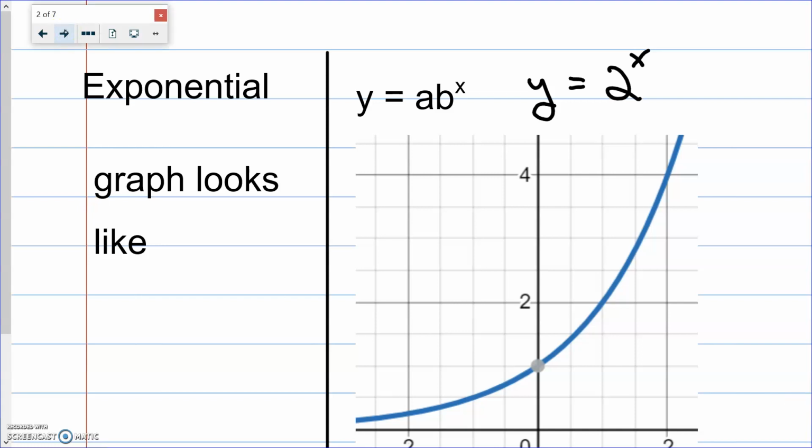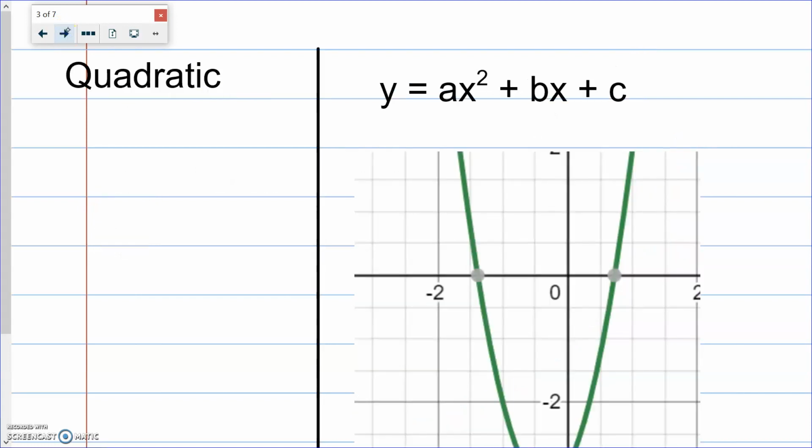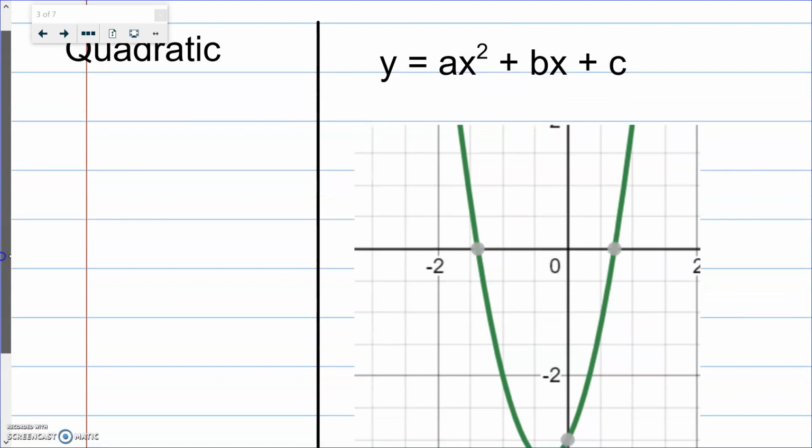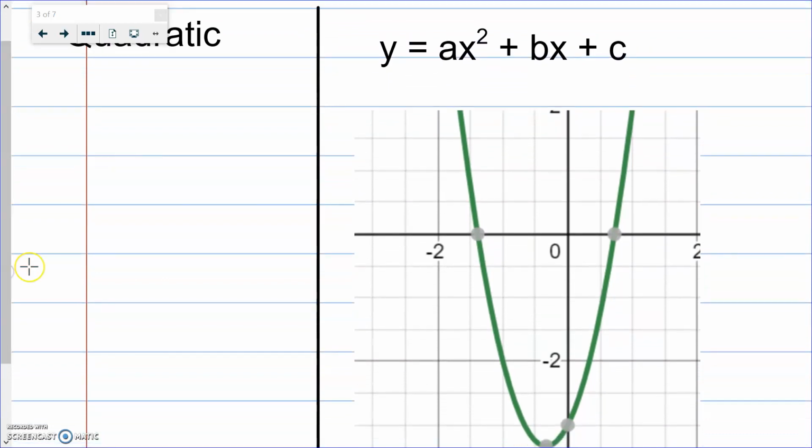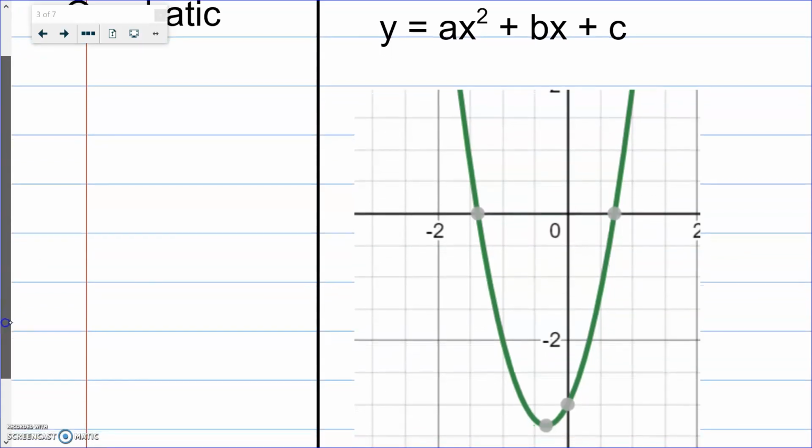And then we have a quadratic. We've been looking at quadratics. It's in the shape of a parabola. We have y equals ax squared plus bx plus c. Our highest power will be 2.